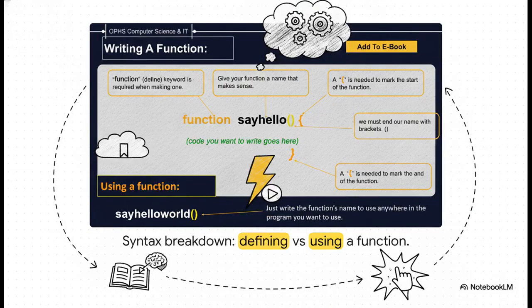Now, there is a massive distinction between just defining your instructions and actually triggering them. When we outline the function up top, the computer is really just memorizing it for later. It's literally doing nothing else. It's not until we actually write out "say hello world" down in our main program that we command the computer to execute those stored instructions. So remember, defining it stores it, but calling it executes it.